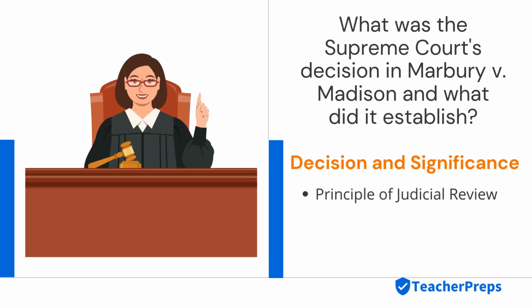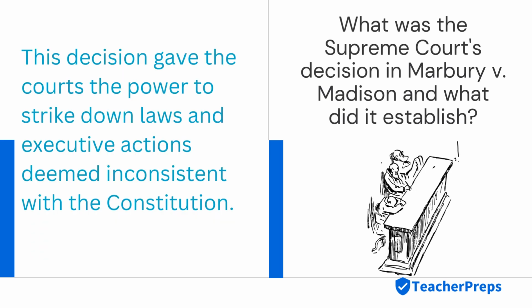All right. In Marbury versus Madison, which happened in 1803, the Supreme Court, under Chief Justice John Marshall, declared that a certain law passed by Congress was unconstitutional. This led to the establishment of judicial review. This decision gave the courts the power to strike down laws and executive actions deemed inconsistent with the Constitution. So again, it's not about what the actual case that brought this up was about. It was that from this point on, it gave the decision to the courts to strike down laws and other actions that to them are deemed inconsistent with our Constitution.